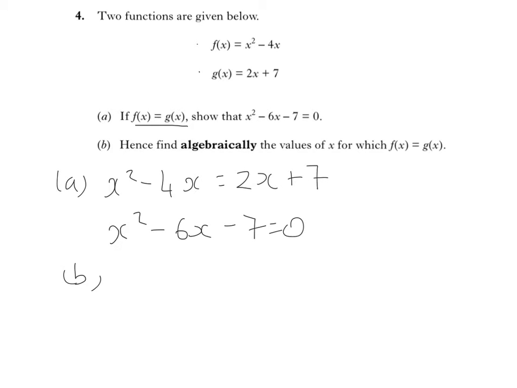Part B says, hence find algebraically the values of x for which f of x equals g of x. Right, so the question's just telling us now to factorise and solve this quadratic equation. So I'm looking for two numbers that multiply together to give minus 7 and add together to give minus 6. Just be careful with your signs, but those two numbers then are minus 7 and 1. Minus 7 times 1 is minus 7, and minus 7 plus 1 is minus 6.